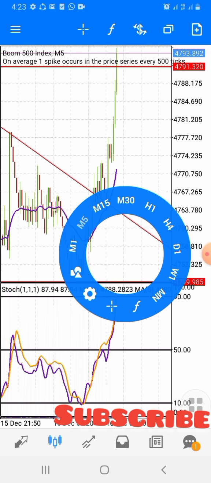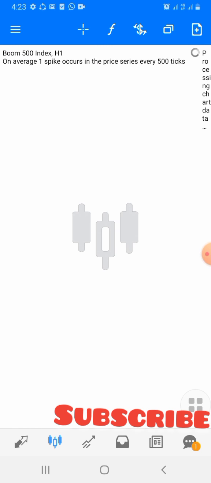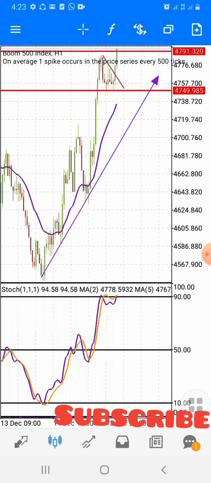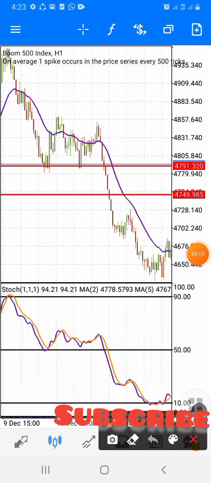And here now on boom 500, you can check on a higher time frame to see if there is another opportunity for you to take this entry. And looking at this 4-hour time frame on the boom 500, I can see something happening here. What is this? This level here is a very good area for a sell, and that is where price is currently.